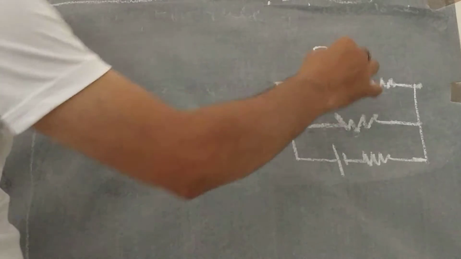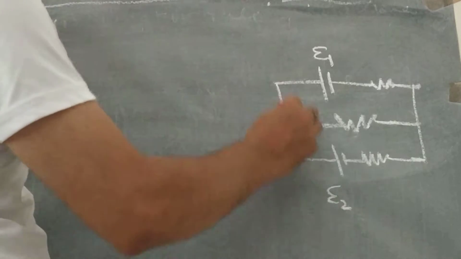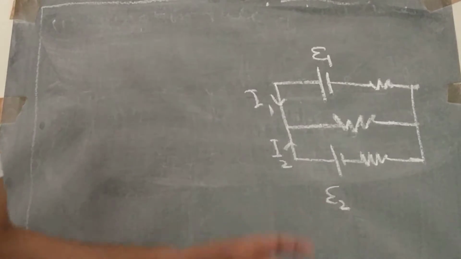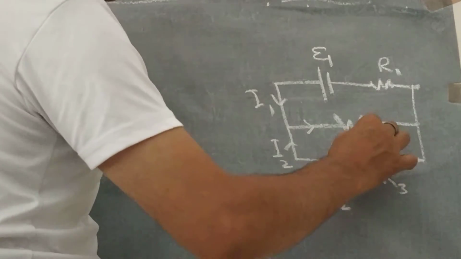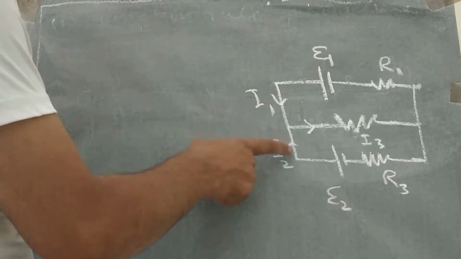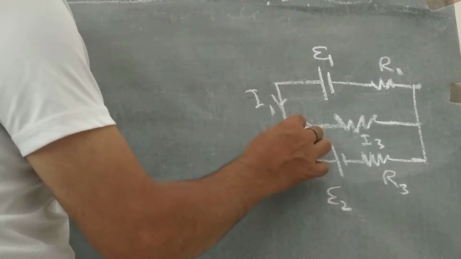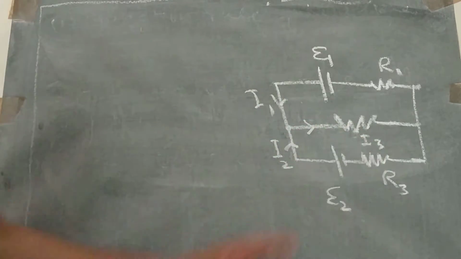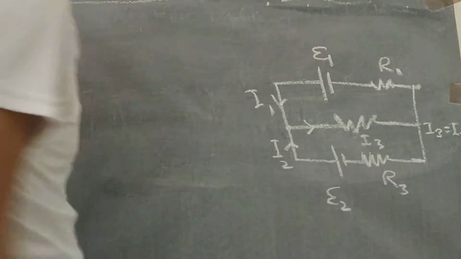Let E1 be the EMF of the cell, E2 is the EMF of the cell. If I1 is the current due to cell of EMF E1 and I2 be the current due to the cell of EMF E2, then total current in resistance 3 will be I3, and I3 is therefore, according to the first rule, sum of these two incoming currents. I1 is incoming, I2 is incoming, which are again meeting at the junction, and the sum of these two must be equal to I3. It means I3 equals I1 plus I2.